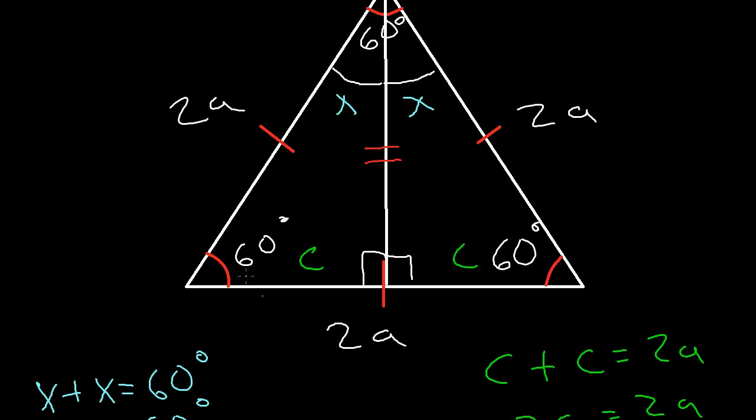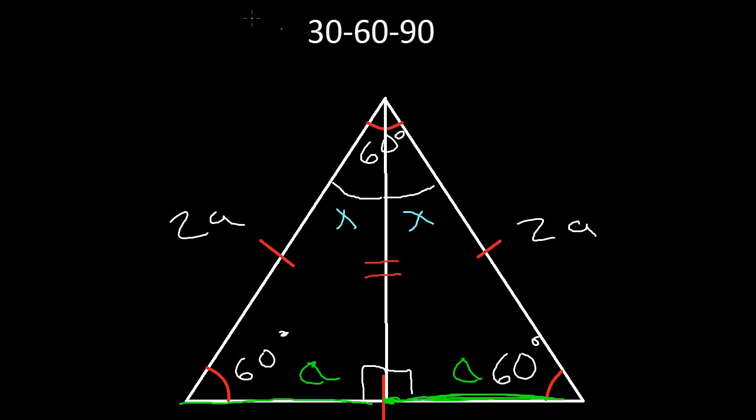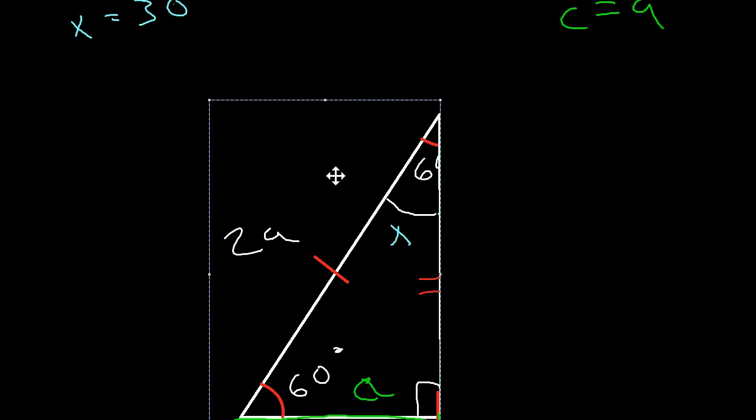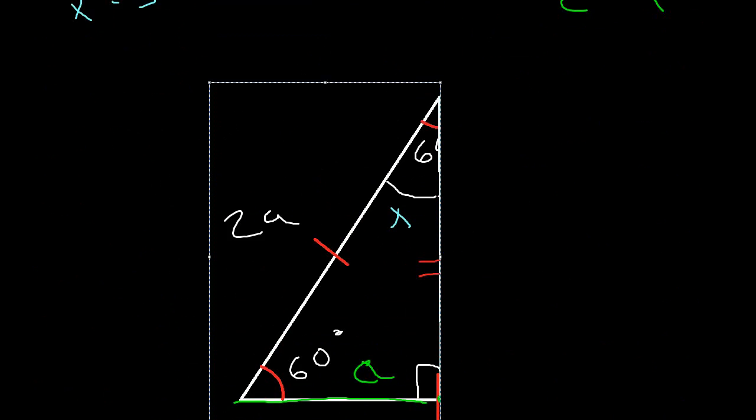So now we know that this side right here is half of that side. This length right here is a. These two lengths right here are a. So we know this is 2a and this is a. And let's go ahead and just take half of that triangle. We don't want all of it because, again, we are working with a 30-60-90, not an equilateral triangle.